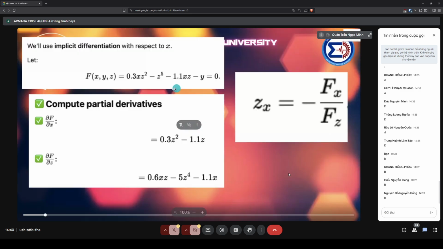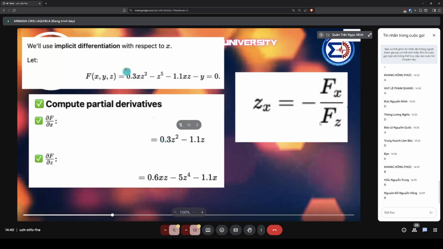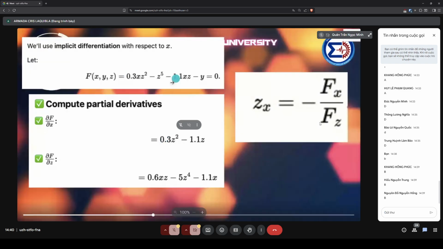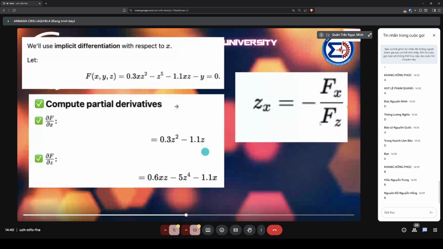Okay. So partial of f over partial of x. For this one, with respect to x, this is 0.3 z squared. And then this one with an x also, here we have negative 1.1 z. And the derivative of this is zero because there is no x there.